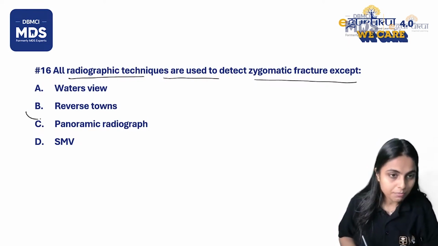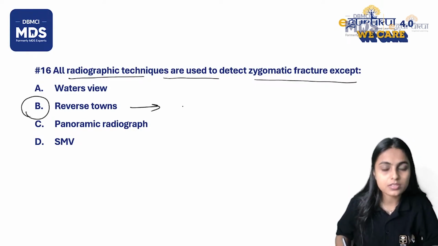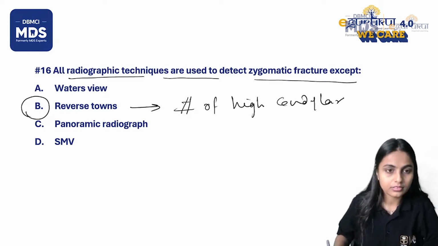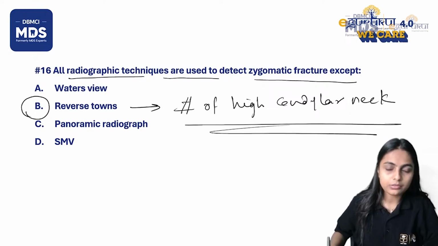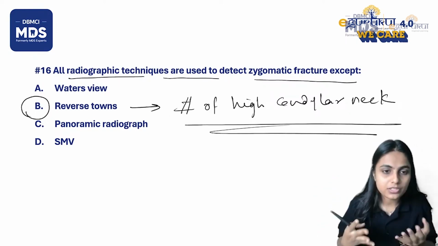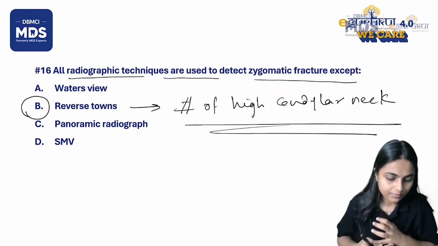Correct. Option B, reverse Towns. Reverse Towns is used to detect fracture of high condylar neck. Correct. So reverse Towns is our exception, it is not used to diagnose zygomatic fracture. All right, so our answer is option B. Correct.